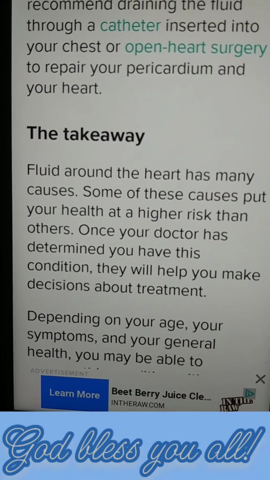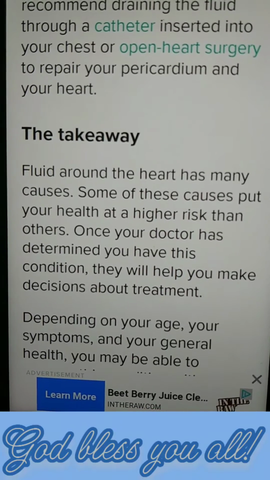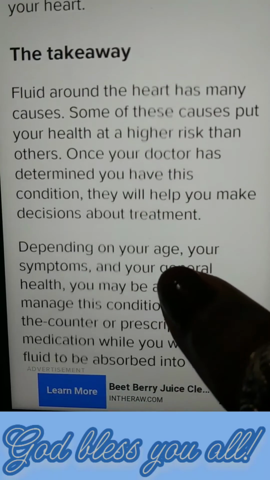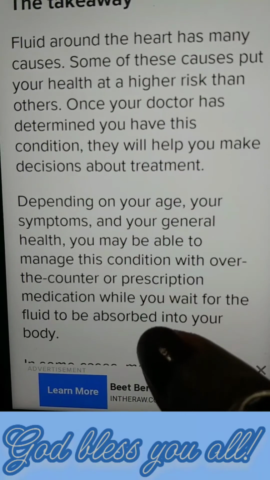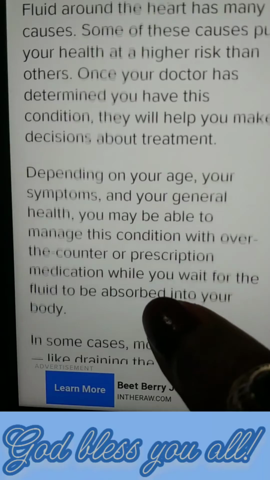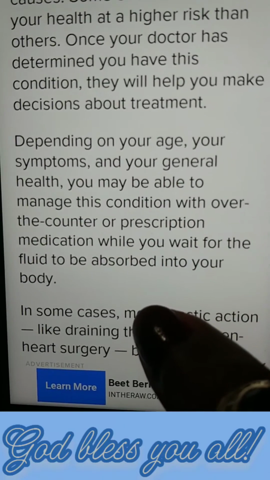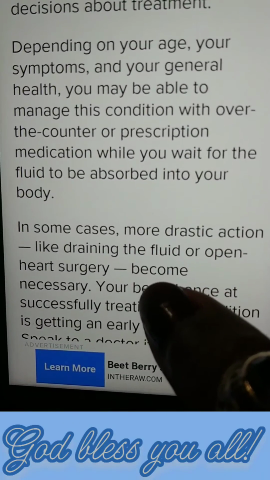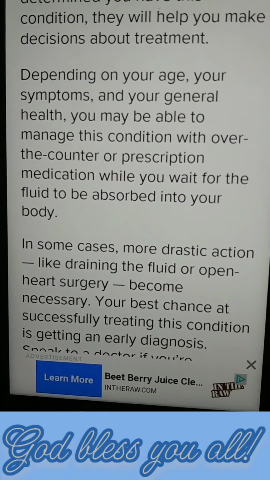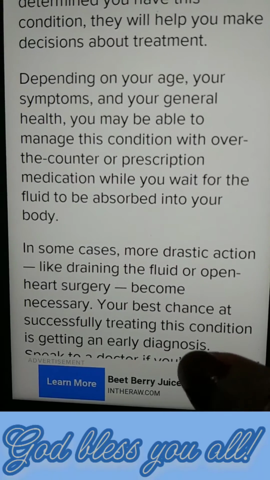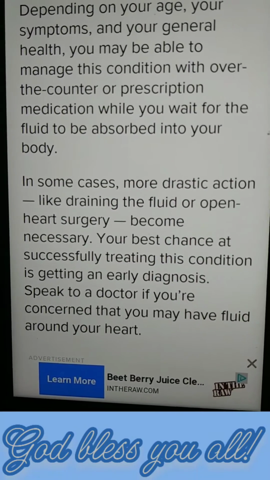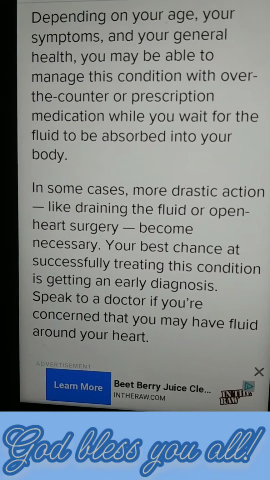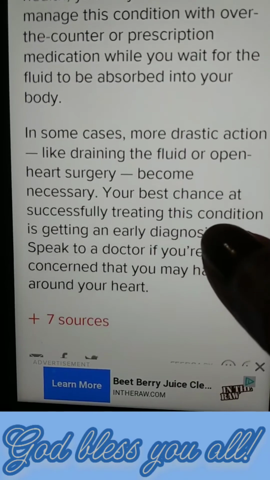The takeaway: fluid around the heart has many causes. Some of these causes put your health at a higher risk than others. Once your doctor has determined you have this condition, they will help you make decisions about treatment, depending on your age, your symptoms, and your general health. You may be able to manage this condition with over-the-counter or prescription medication while you wait for the fluid to be absorbed into your body.